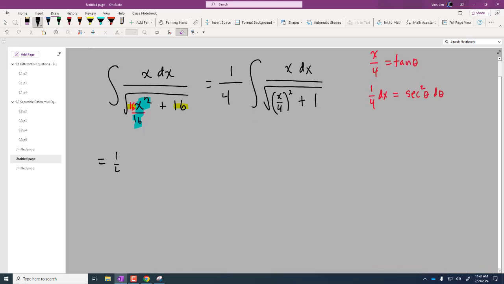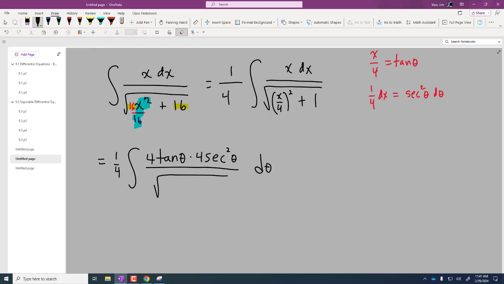We end up with 1/4 out in front. Let's see, what is x equal to? 4 tangent theta. And then dx, 4 secant squared of theta, and then we have a d theta. Down below, we have the square root of tan squared plus 1. So tan squared plus 1, that's secant squared, and the square root of secant squared will just be secant. So the 4s cancel, we'll be left with tangent of theta multiplied by secant of theta.